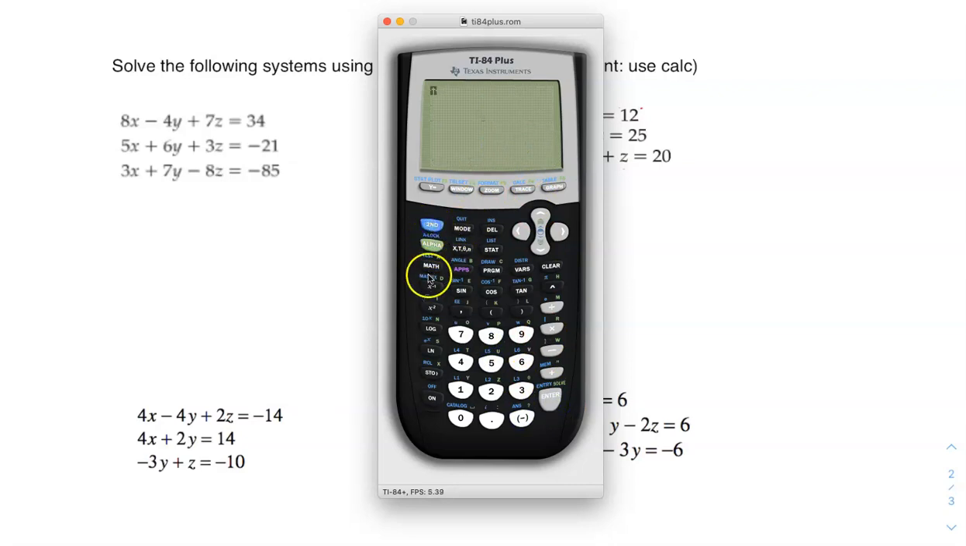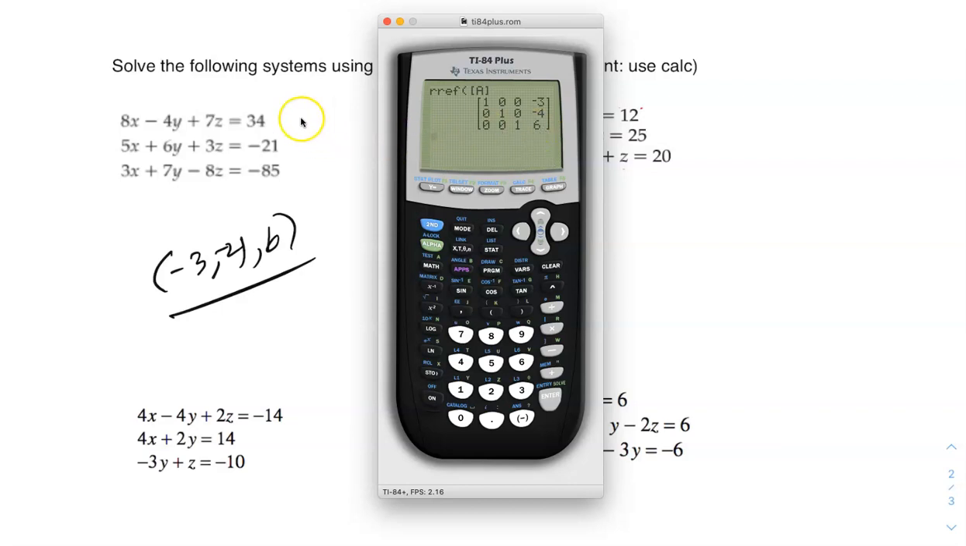So now we're going to go second matrix. We're going to go to math. We'll go towards the bottom where it says REF. Second matrix. Select my matrix. Hit enter. Look at that. Right? X equals negative 3. Y equals negative 4. Z equals 6. Calculator programming for the win. Right? So that's so much easier than doing it by hand. By hand with the calculator, using matrices. So that's reduced row echelon form.